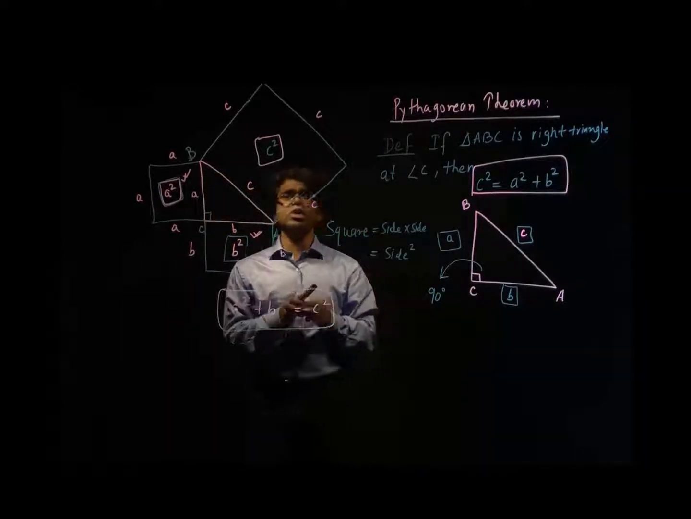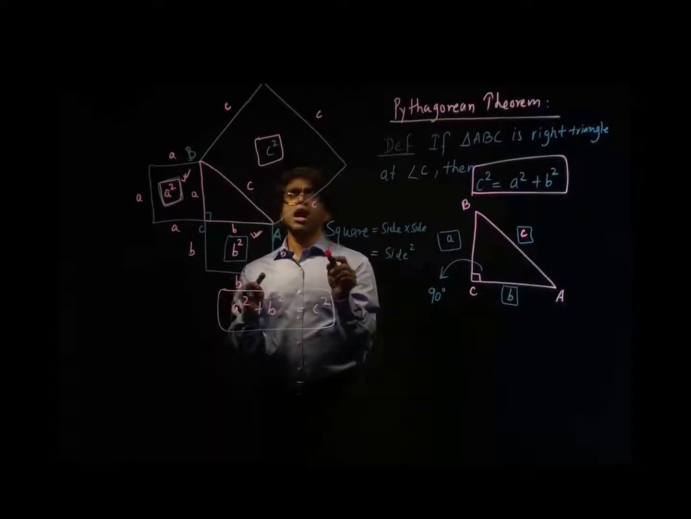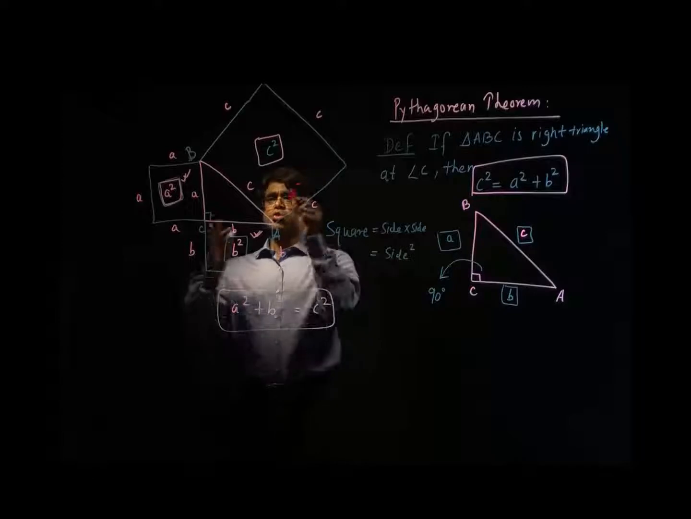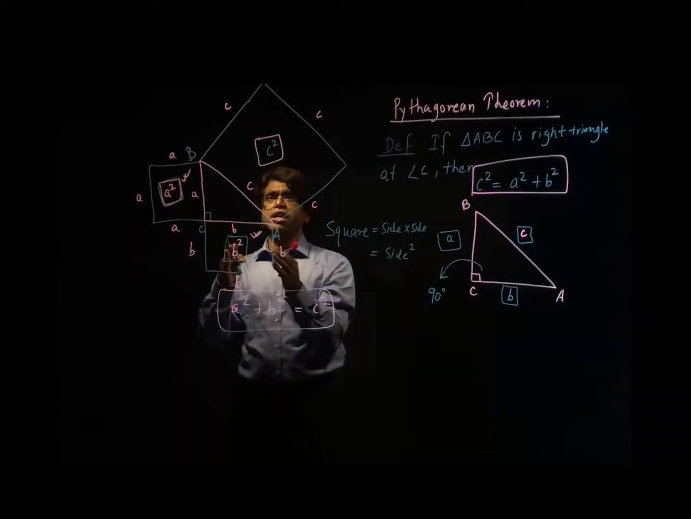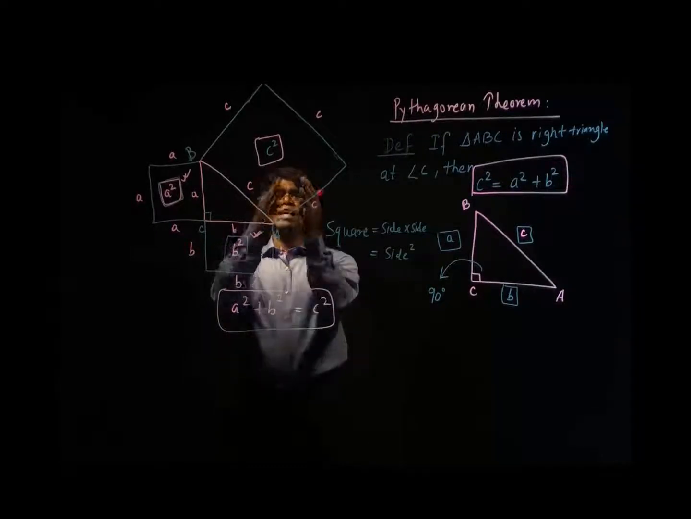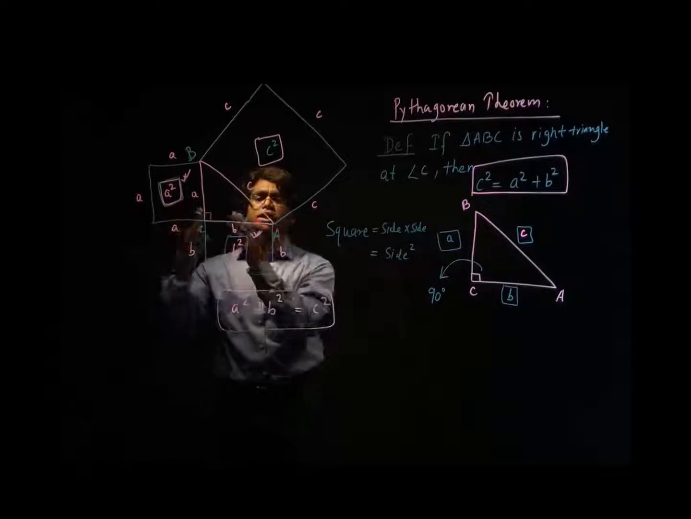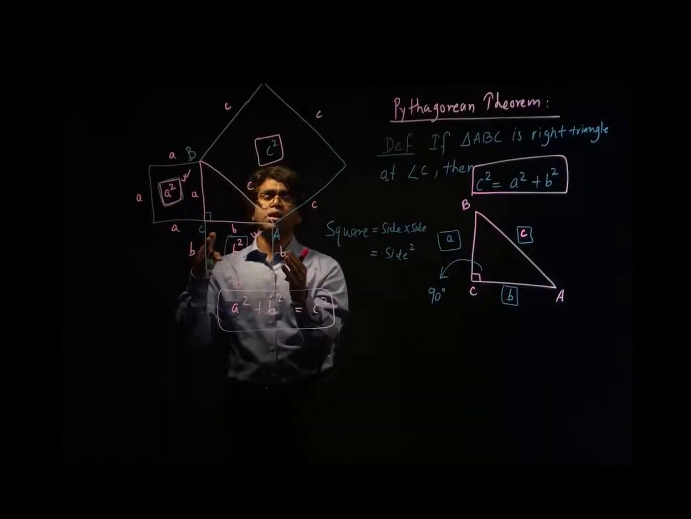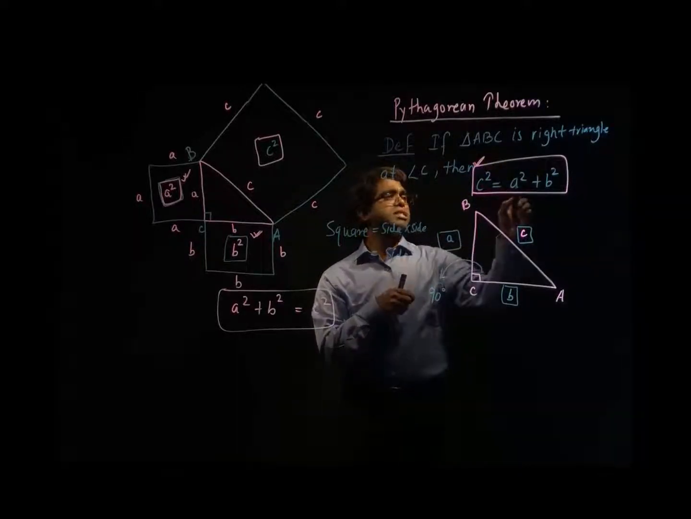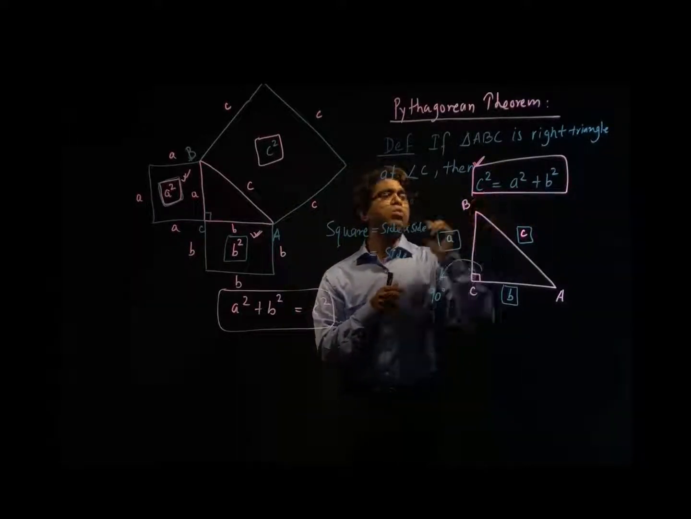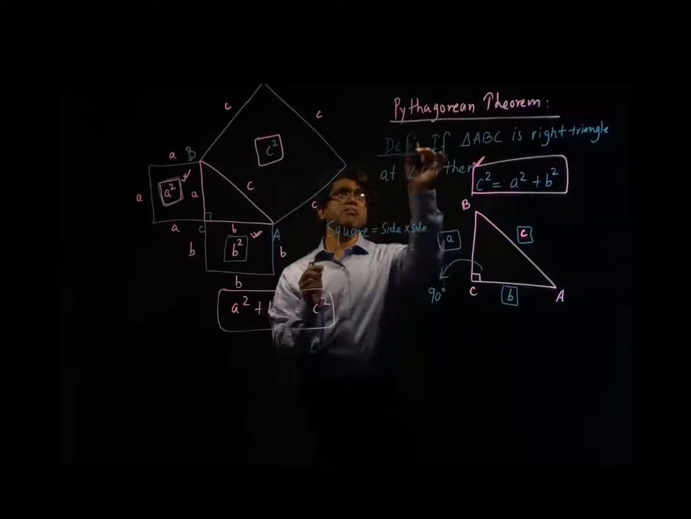So basically, you take any right triangle and draw a square on each side of it, and the area of the biggest square is equal to the sum of the areas of the two smaller squares. This is what the theorem means, which is a squared plus b squared is equal to c squared. And this is how we describe the Pythagorean theorem.